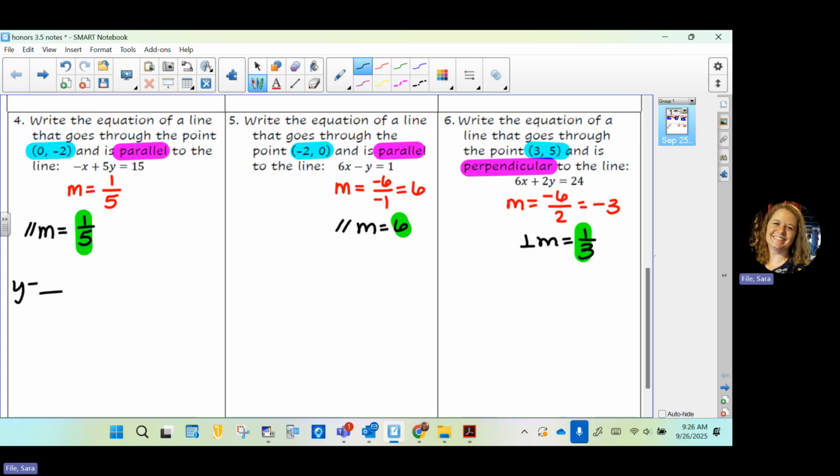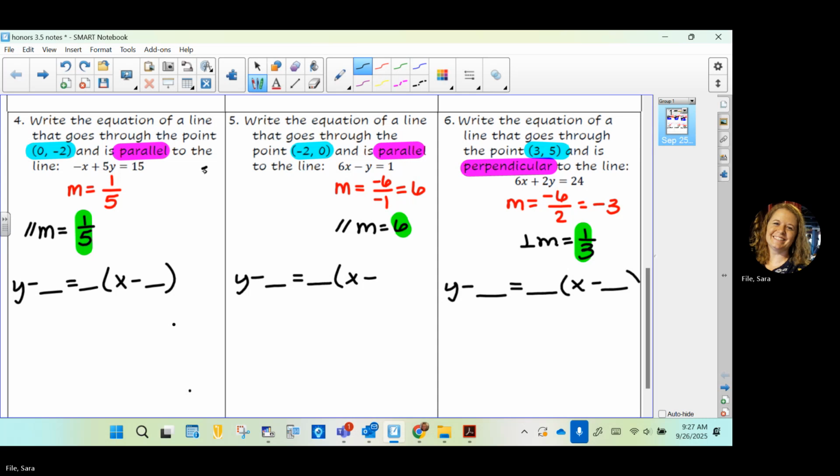So now I'm going to fill in. I don't know why I just wrote an equal right there. Y minus. All right, so for number 4, my slope is 1/5. My point is x is 0, y is -2.